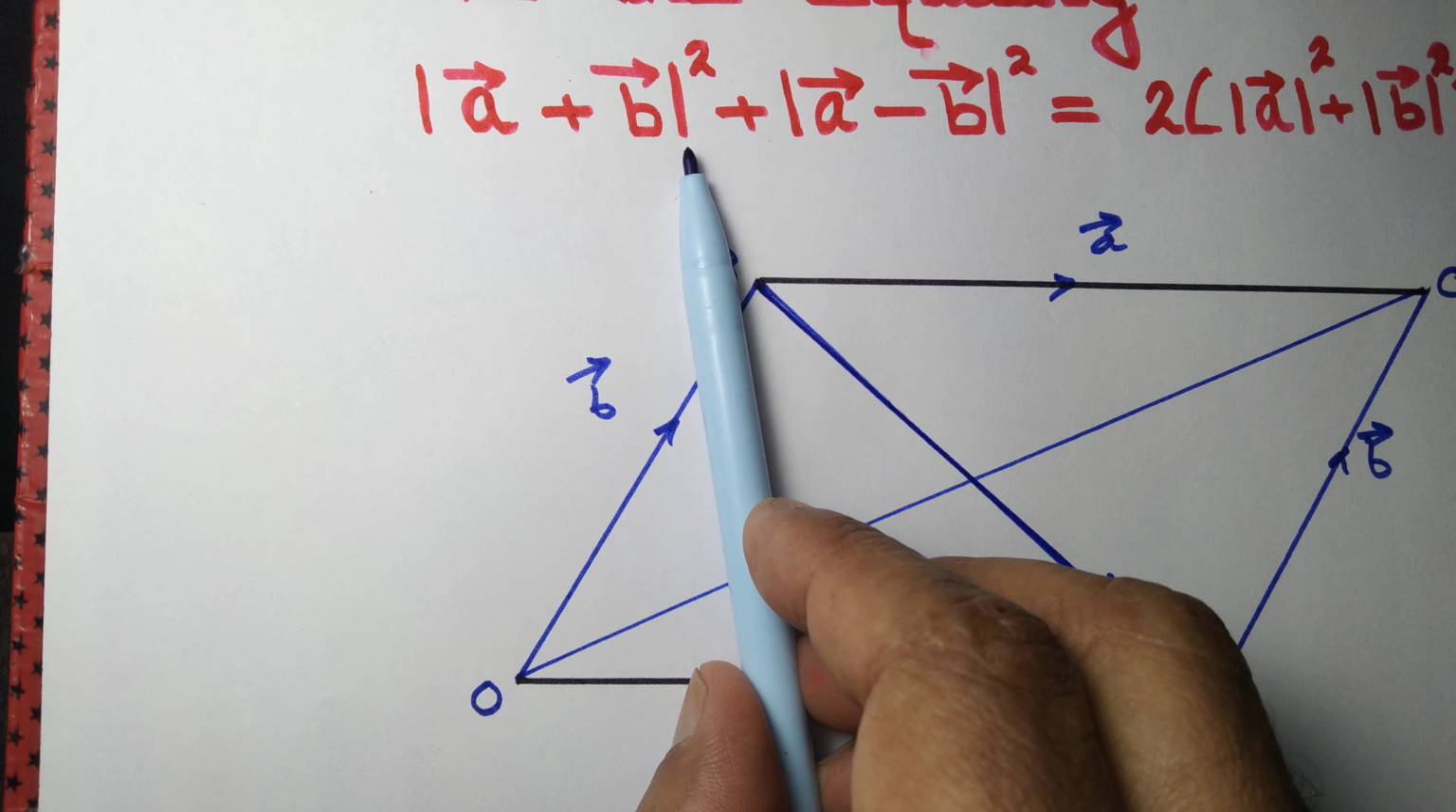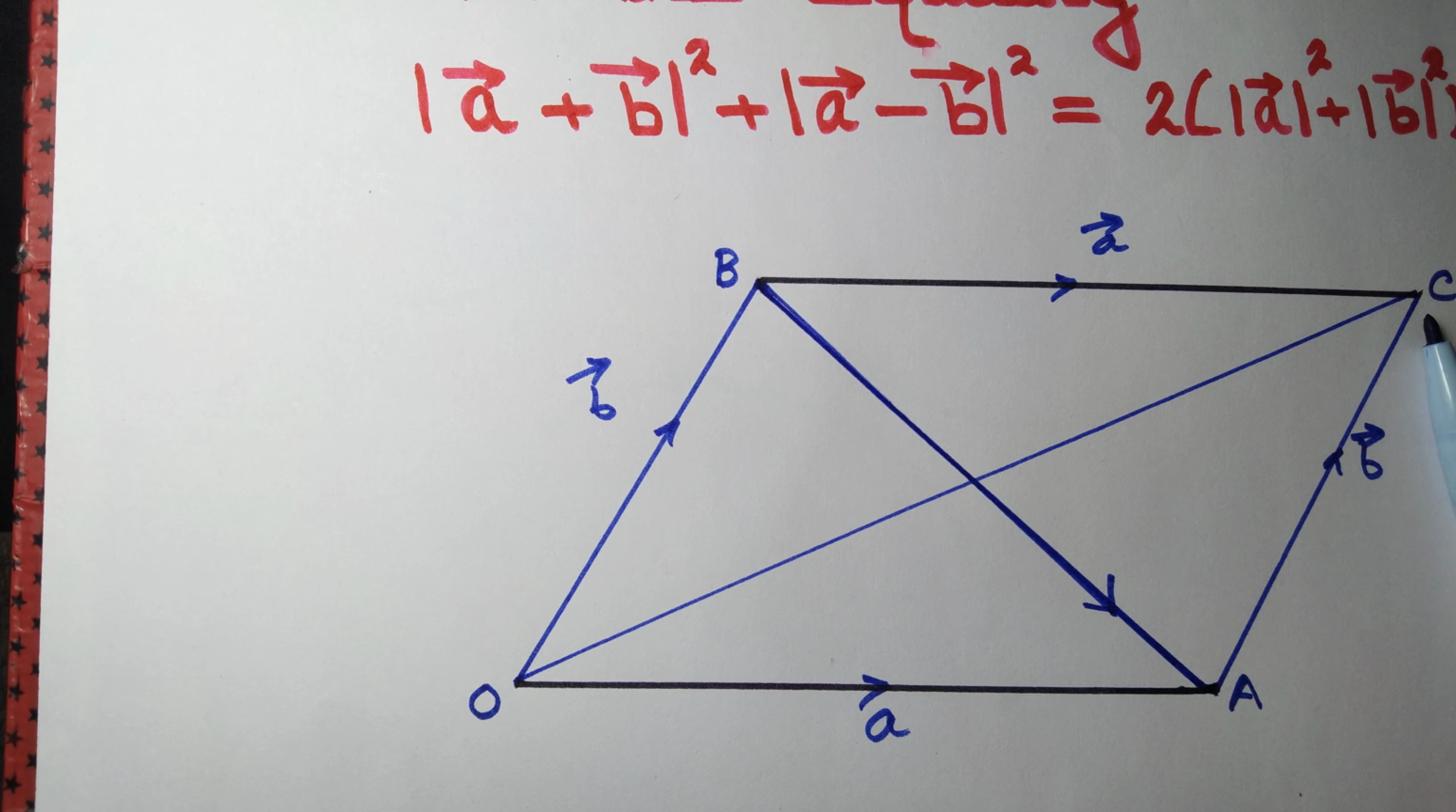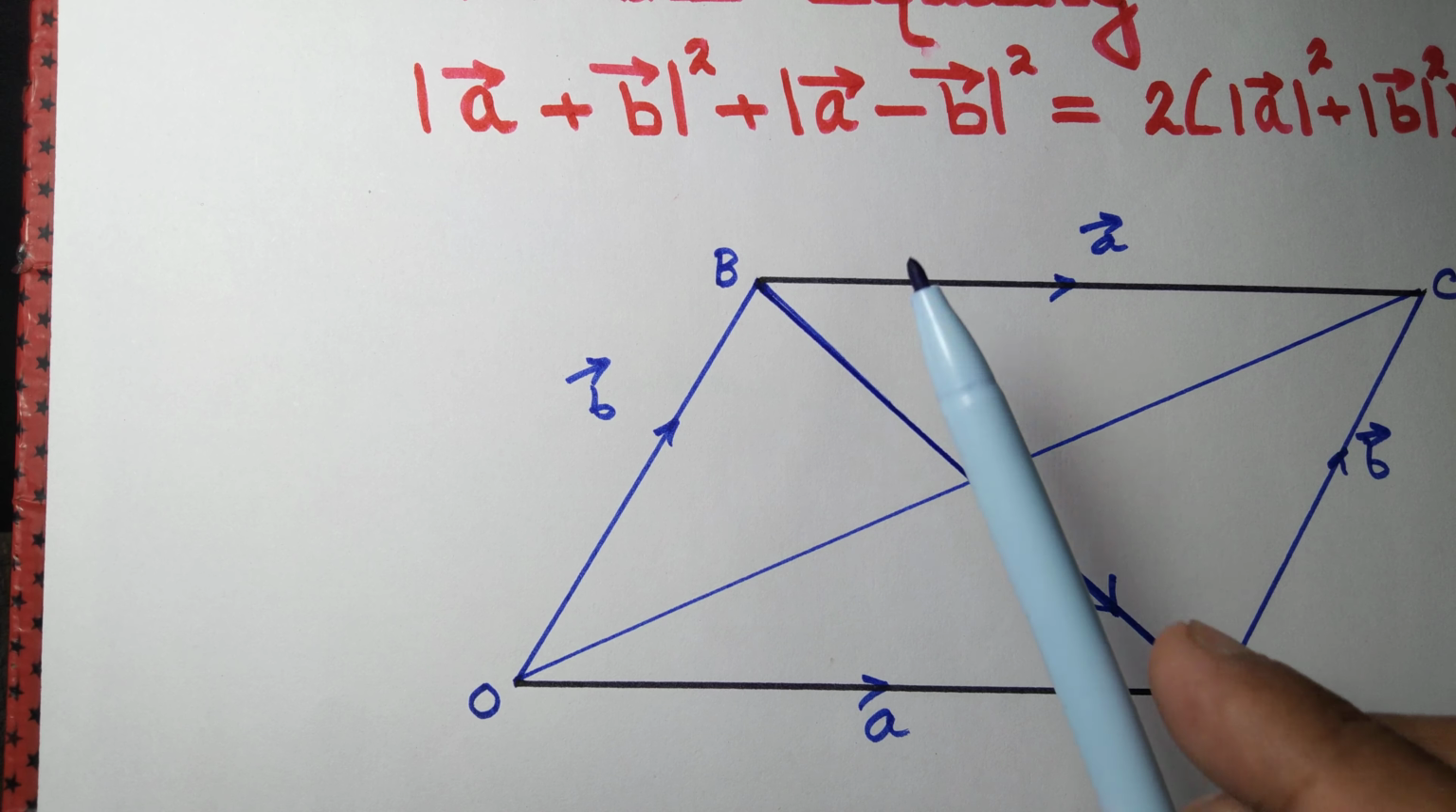So a plus b is nothing but one of the diagonals of the parallelogram, and a minus b is nothing but the other diagonal of the parallelogram. This equality says that the sum of squares of the diagonals equals 2 times the sum of squares of the sides. Let's prove it.